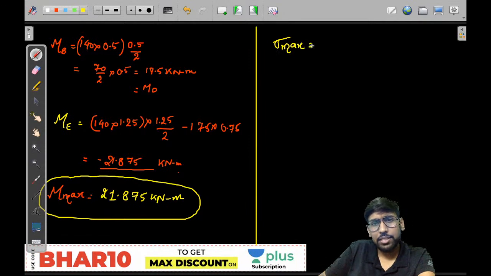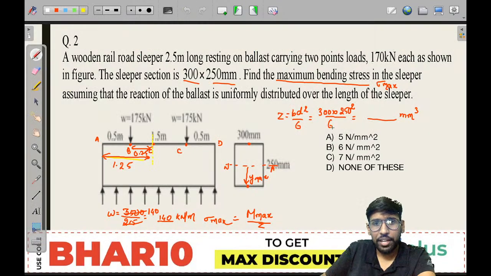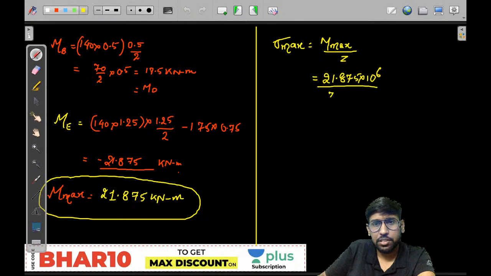So what is sigma max? Nothing but M max divided by Z. So M max is 21.875 kilonewton meter, converting to Newton mm, so multiply with 10 power 6, divided by the value of Z. You have already done it: 300 into 250 whole square by 6.